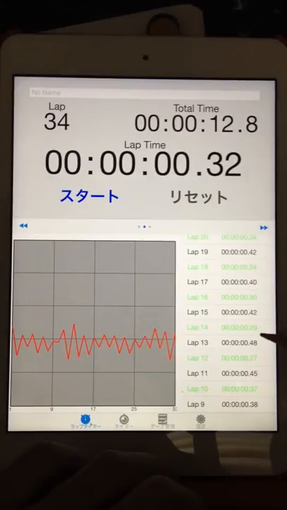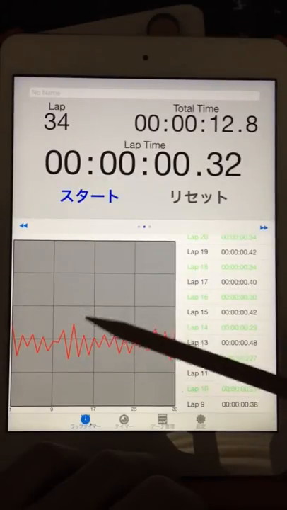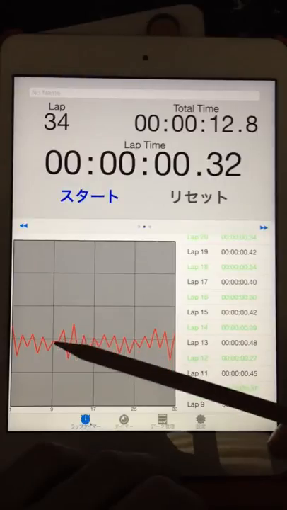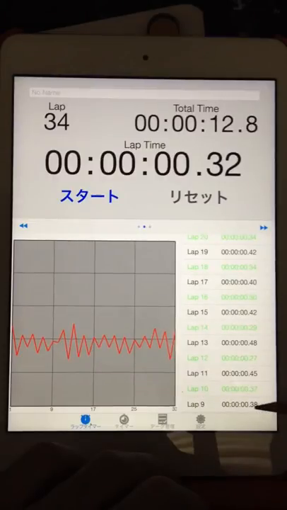Difference is 1.9. 1.9 divided by 7.5 equals 25%. It means 1/4 bounce, and this is very small bounce or almost even bounce.